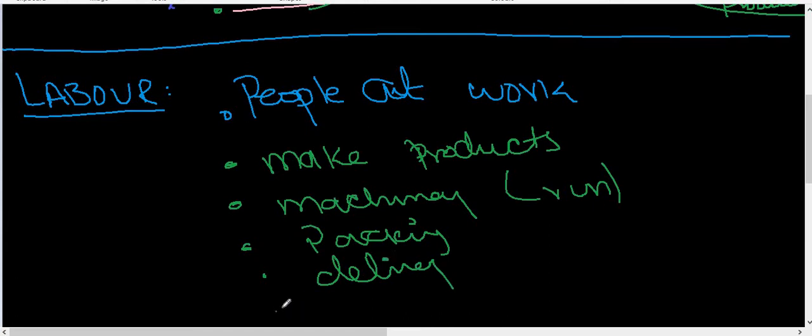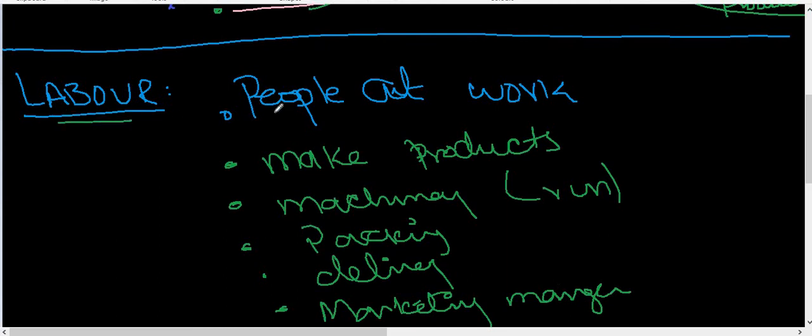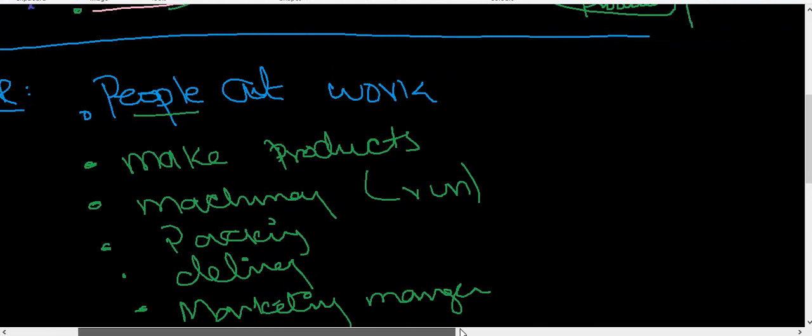In a business, you see marketing managers, people who are marketing, who are making all these advertisements. They all would come under labor. I'm just giving you an example. So under labor, under people, everything comes under that. I hope we understand what labor is. Now let's talk about capital.